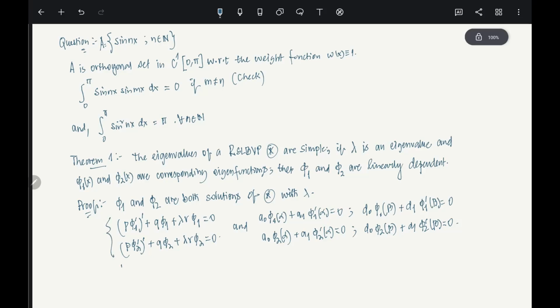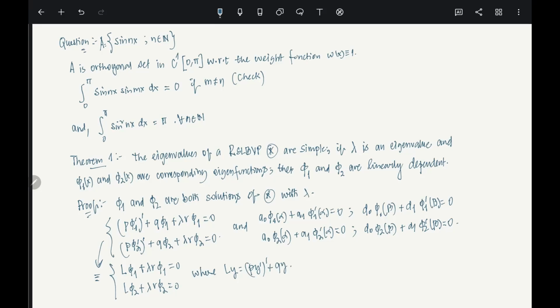If you write it down, it is L phi1 plus lambda R phi1 equals to 0. Yeah, this part is equivalent to this. And this is L phi2 plus lambda R phi2 equals to 0, where L of y equals to (P y prime) prime plus Qy, right? That's your L of y. So those two are fine, right?